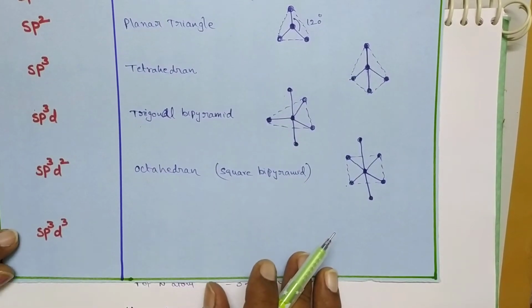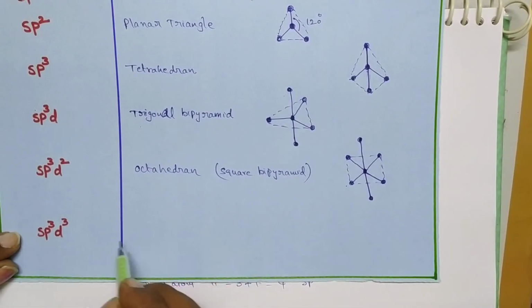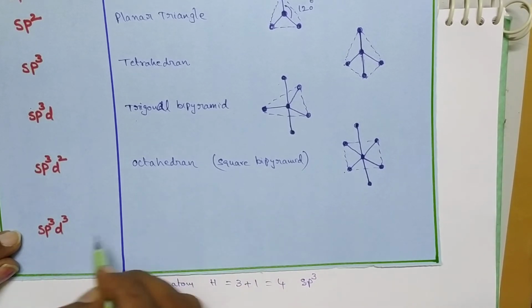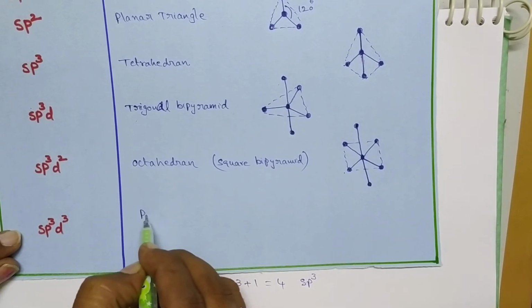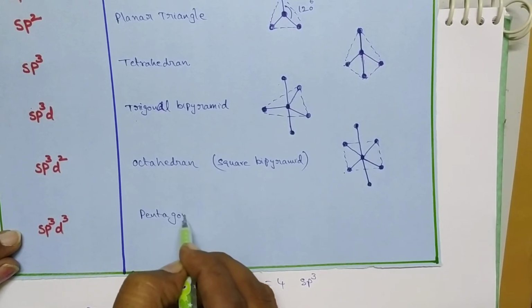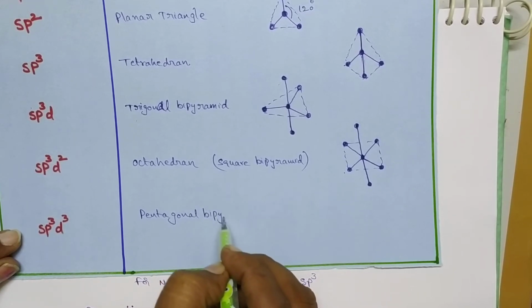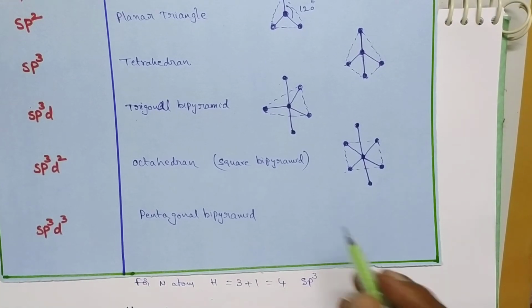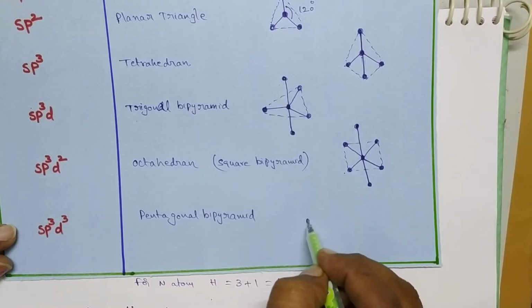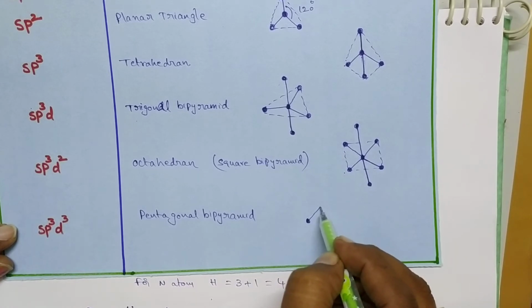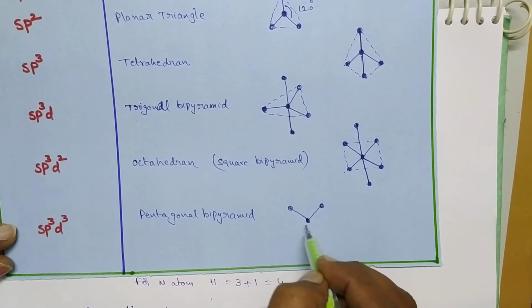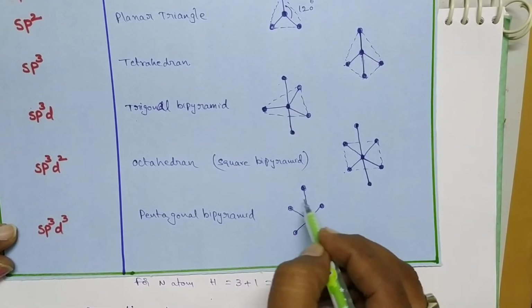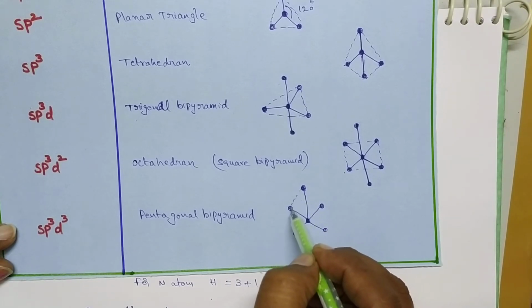And next one, sp3d3 hybridization. In sp3d3 hybridization there are 7 hybrid orbitals. So these 7 hybrid orbitals form pentagonal bipyramidal geometry. So it forms a pentagonal bipyramid structure. Pentagonal bipyramid means this is the central atom and it forms a pentagon ring with 5 corners. So 5 atoms occupy the corners of a pentagonal ring.